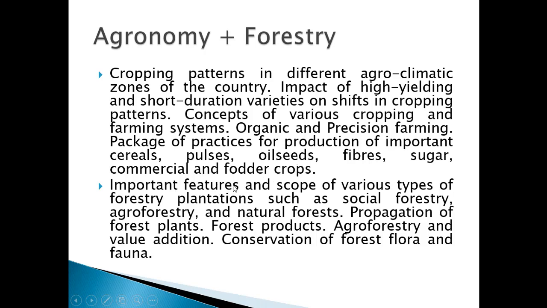Next, if you look at the important features and scope of various types of forestry plantation, this year also we had a question on forestry, also schemes. What UPSC is changing is, earlier they used to focus only on basic questions like what is forestry, what are the types of forest, that's it. But now they are asking schemes.